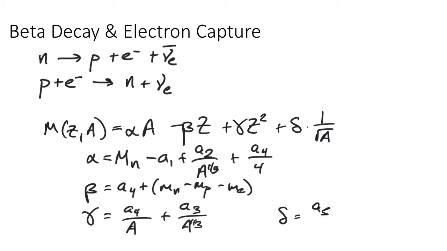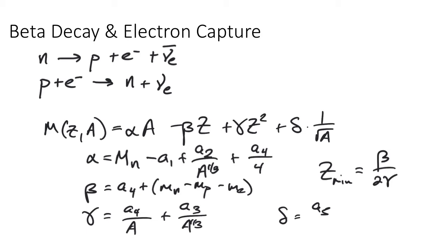And so if we recombine this, we get a quadratic. If we fix A and have a set of isobars, there'll be a minimum mass, maximum binding energy at the Z min of beta over 2 gamma, just solving the quadratic equation.